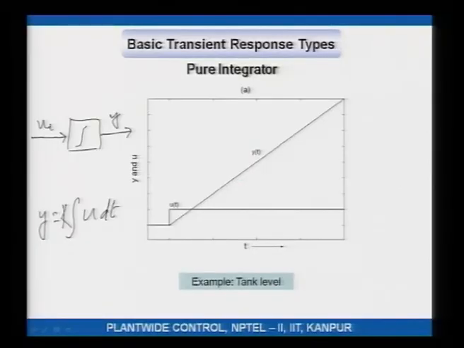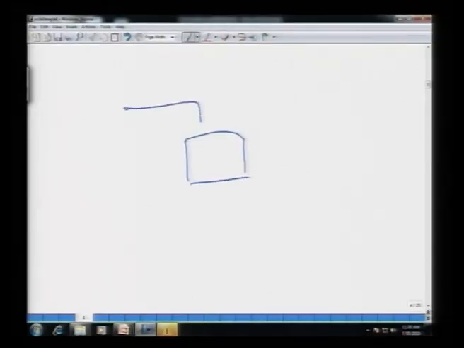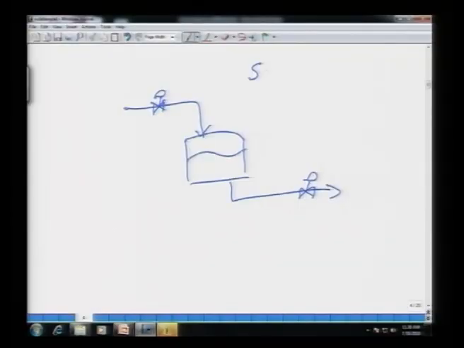An example is tank level, and just to explain it a little bit more. Consider a very simple liquid tank. Liquid is flowing in, liquid is flowing out, and you have some hold up, some liquid level in the tank. You have a valve at the inlet flow, and you also have a valve at the outlet flow. Now, if the level is constant, that means the level is not changing. That indirectly implies that the inflow is exactly equal to outflow. So, at steady state, flow in is equal to flow out. This is F in, this is F out.